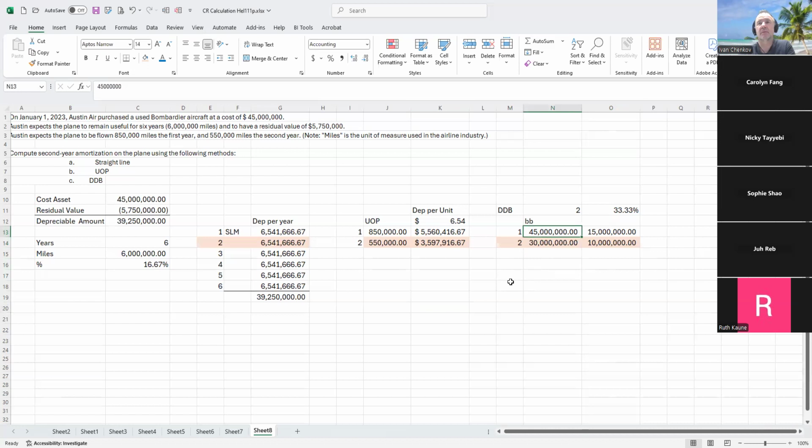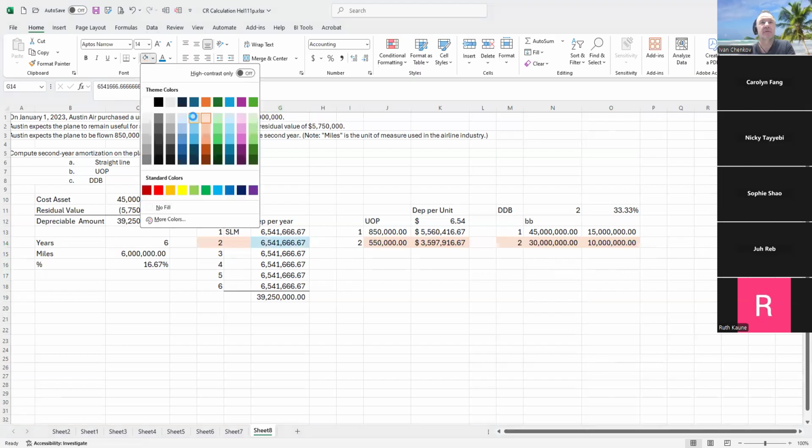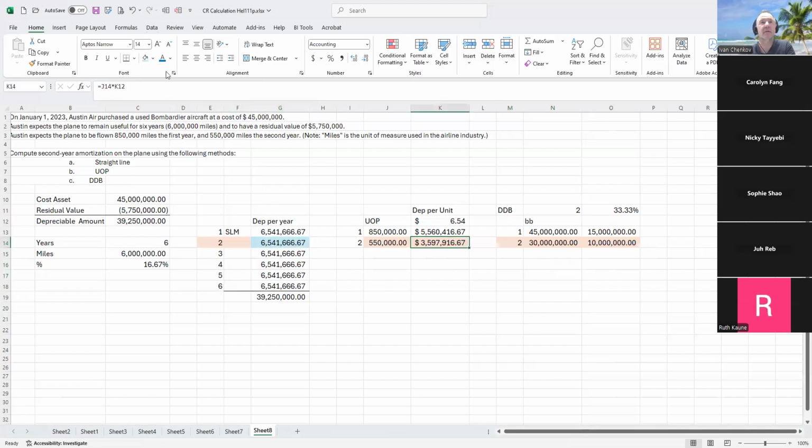Not this one. This one should be like that. Actually, let's do it. If you have to do this question, the first year, that will be a number. Second year, that will be a number. And the third year, that will be a number. Which one is going to give you the highest depreciation? Obviously, double declining. You can see it now. Which one is going to give you the lowest depreciation? Units of production.